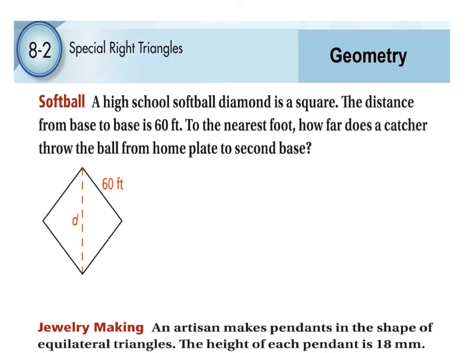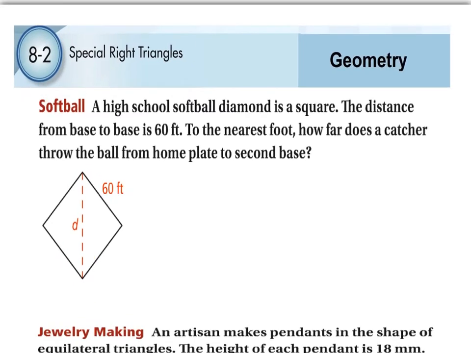Okay, now let's take a look at some real life examples. It says in the following problem, a high school softball diamond is a square. The distance from base to base is 60 feet. So as you see here, from base to base, it's 60 feet. To the nearest foot, how far does a catcher throw the ball from home plate to second base? So, if it's a square, all of these sides are 60 feet.